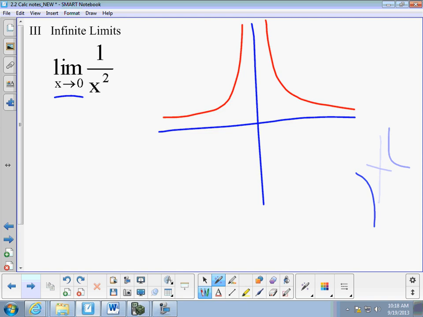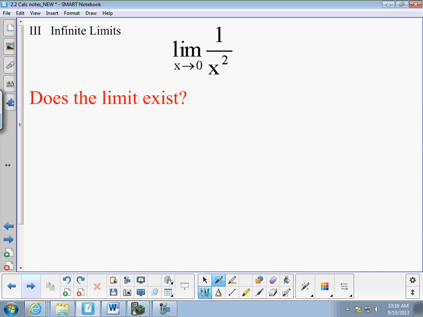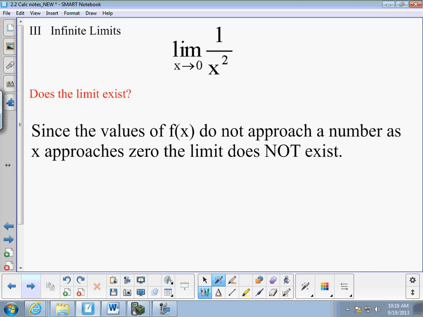So what's the limit as x approaches 0? Remember, it doesn't matter what's going on at 0. Even though this thing's undefined, that's okay. But what value am I getting closer and closer to as I approach 0 from the right or approach 0 from the left? What number is it getting closer to? It's going to infinity. Is infinity a number? Sort of, no. Does this limit exist? No. Because it's not approaching a number.